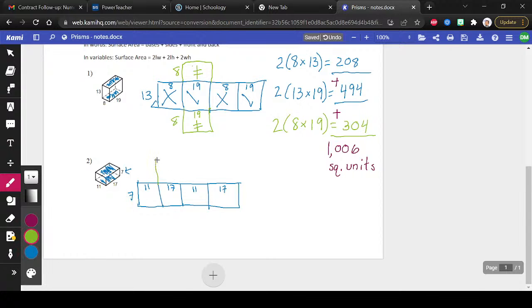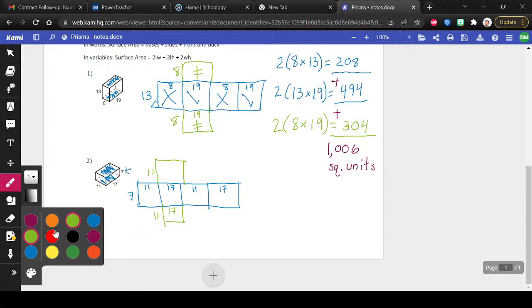Then I need the top, and so the top is a 17 by 7, and the bottom is also a 17 by 11. Sorry about that. Whoopsie. This eraser, okay, there we go. This should be an 11 by 17, and this is also an 11 by 17.